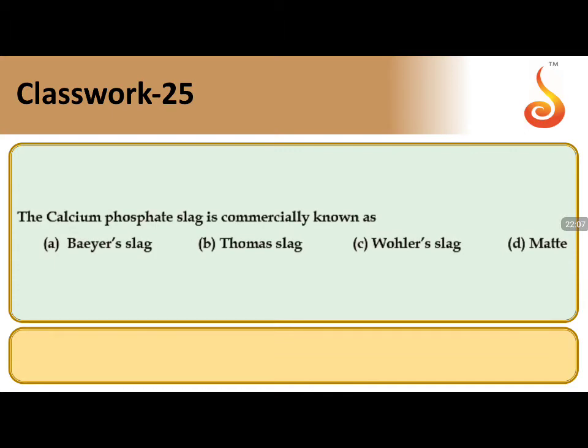Coming to 25, calcium phosphate slag is commercially known as Ca3(PO4)2. Calcium phosphate, this is called Thomas slag. Very famous name, Thomas slag. So the option is option B.